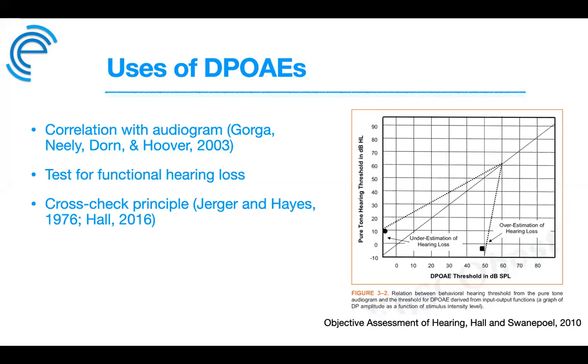Another issue that's a bit worrisome is the overestimation of the hearing loss, in the case where they had normal OAEs but an abnormal audiogram, and we can't rely solely on the DPOAE.